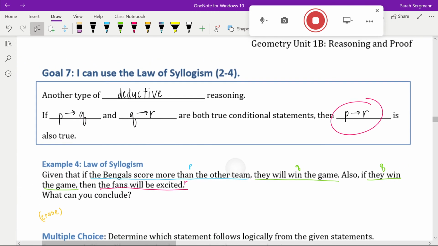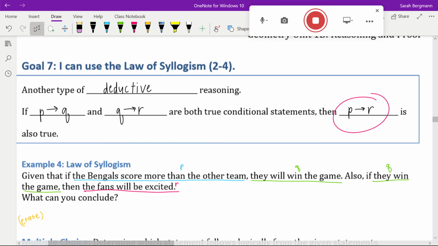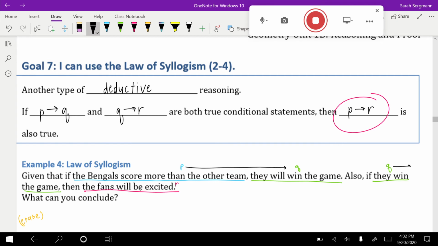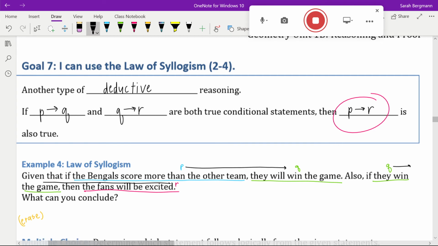Let me show you an example of this. So we have, given that if the Bengals score more than the other team, then they will win the game. Also, if they win the game, then the fans will be excited. So we have P implies Q, and we have Q matches up here, implies R.